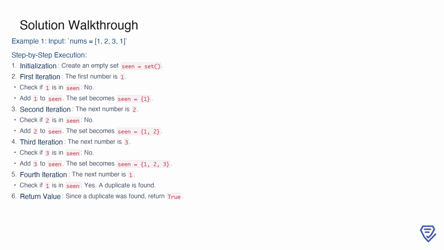In the second iteration, we encounter the number 2. Again, it's not in the set, so we add it, and the set updates to {1, 2}. Next, we process the number 3, which is also new, so it gets added to the set, making it {1, 2, 3}. Finally, in the fourth iteration, we encounter the number 1 again. This time, it's already present in the seen set, which means we've found a duplicate. At this point, the function returns true because the input list contains a duplicate number.